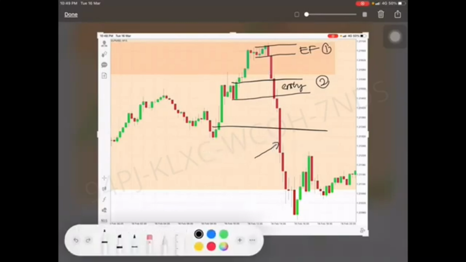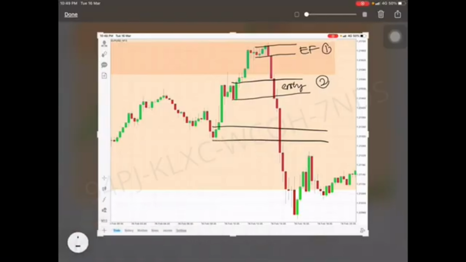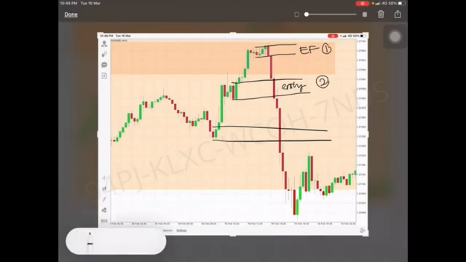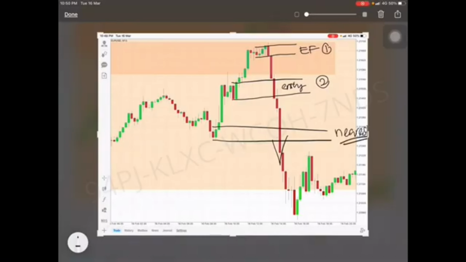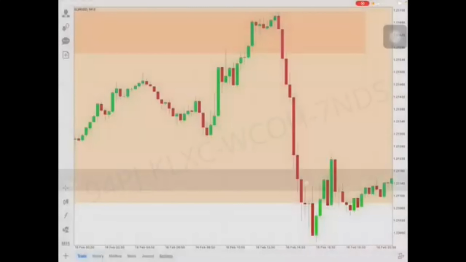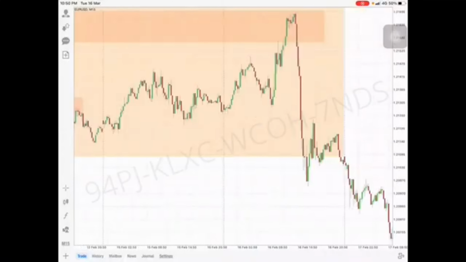What did the price do? It's going to come back to that zone, because this is the nearest one. Is it clear to you? Yes. Do you have any questions to ask? No. Okay, so let's go with another one, the other direction.